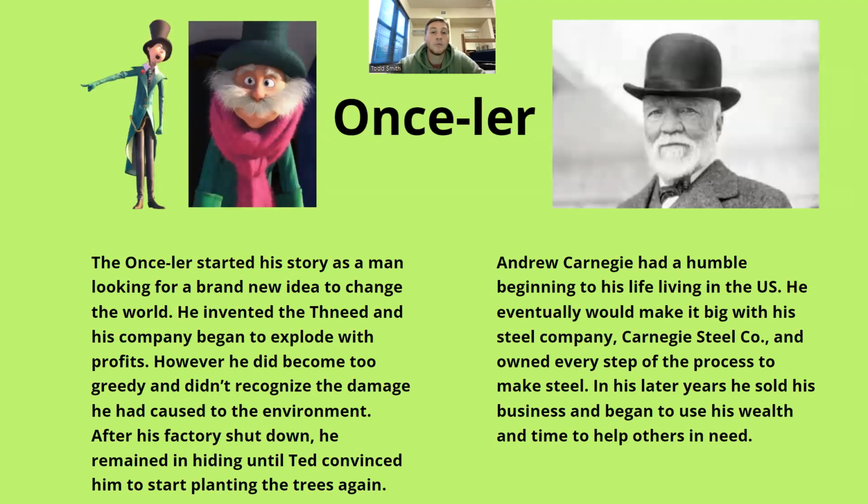Next character will be the Onceler. The Onceler started his story as a man looking for a brand new idea to change the world. He invented the Thneed, and his company began to explode with profits. However, he did become too greedy and didn't recognize the damage he had caused to the environment. After his factory shut down, he remained in hiding until Ted convinced him to start planting the trees again. I would compare him to Andrew Carnegie. Andrew Carnegie had a humble beginning to his life living in the US. He eventually would make it big with his steel company, Carnegie Steel Corporation, and owned every step of the process to make his steel. In his later years, though, he sold his business and began to use his wealth and time to help others in need.